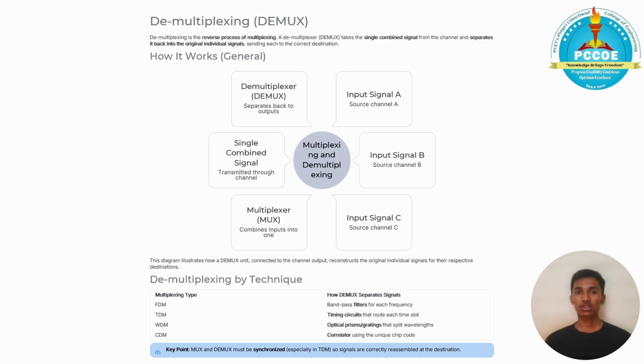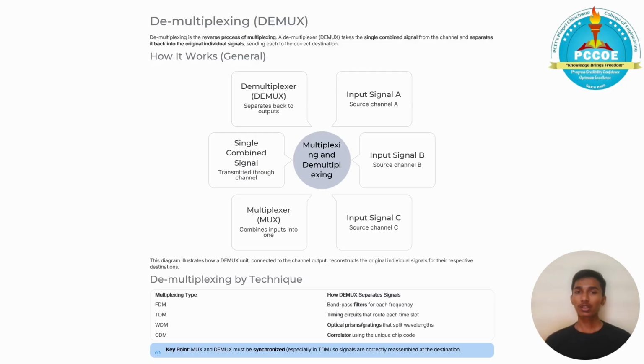Now let's understand demultiplexing. Demultiplexing is simply the reverse of multiplexing. The demux receives the single combined signal from the channel and separates it back into the original individual signals, routing each one to its correct destination. Looking at the diagram, signals go into the mux, travel through the one channel, and come out from the demux as separate signals again.